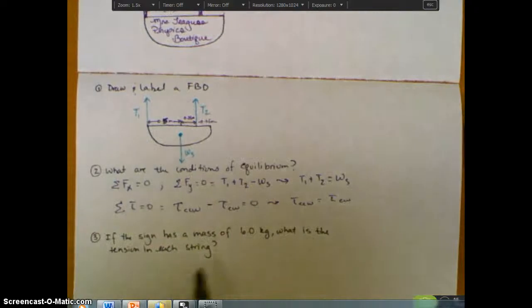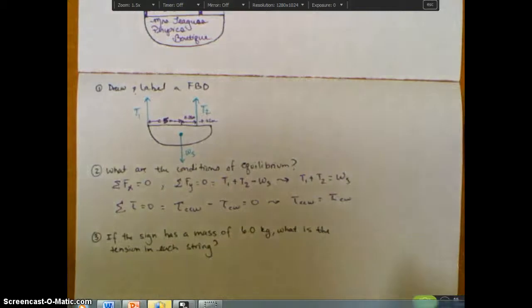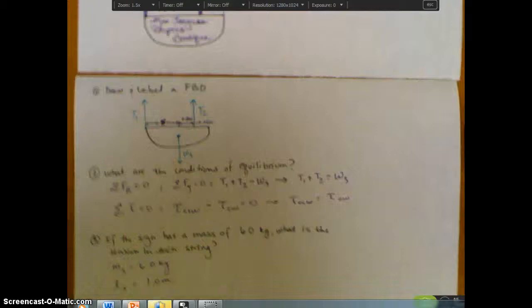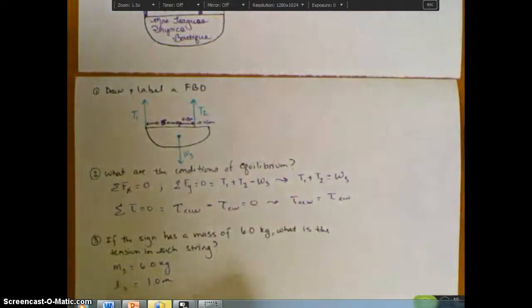Part 3 says, if the sign has a mass of 6 kilograms, what's the tension in each string? Okay, so this is where I'm going to start solving. I'm going to start by writing down what I know. I know that the mass of the sign is equal to 6.0 kilograms. I know that the length of the sign is equal to 1.0 meters.